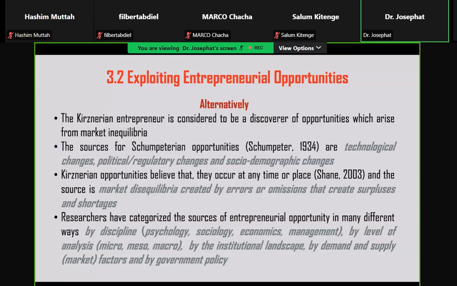So by this phrase, tunaweza kuangalia opportunity ambazo zinaweza kukuja in terms of ecology, sociology, economic management, but also by level of analysis ambazo tunaweza kuangalia tuna micro, meso and the macro. But as well as by institutional leaderships that can be in terms of demand and the supply on the part of market and the factor, or as well as factored by the government policy and the likes. So alternatively, opportunity can come from various ways.